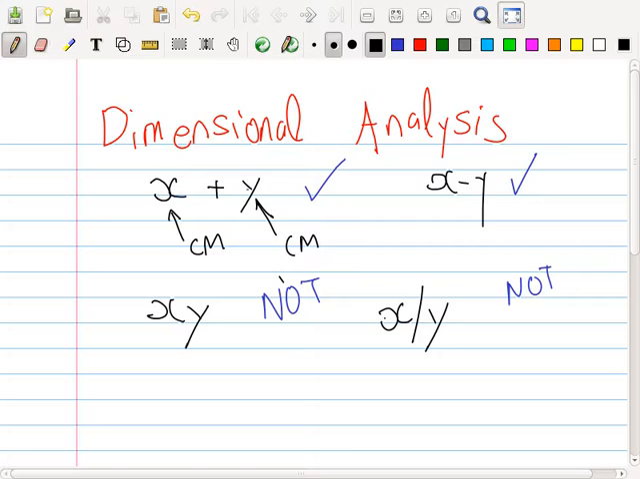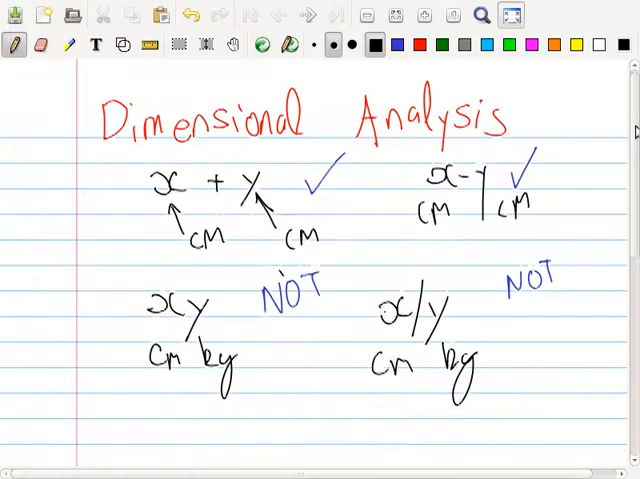Okay? So same units here. This could be like centimeter, centimeter. But this could be like centimeter and kilogram. And this one here could be centimeter and kilogram. Okay, that's the first thing. So that's the first idea.